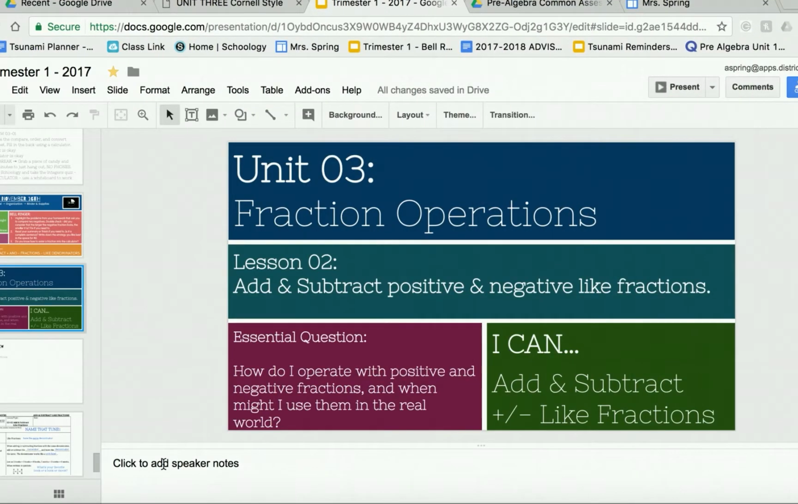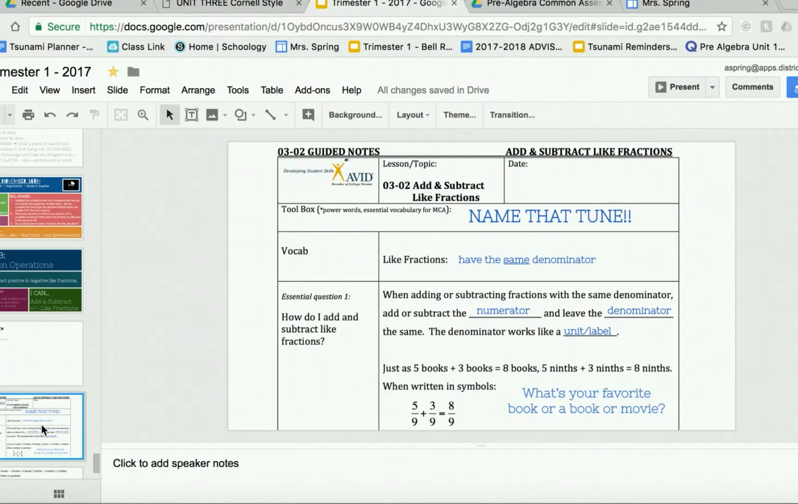All right, we can go ahead and open up to your guided notes for today. It's 03-02, add and subtract like fractions. Go ahead and write today's date right up here. It is November 14th, 2017.